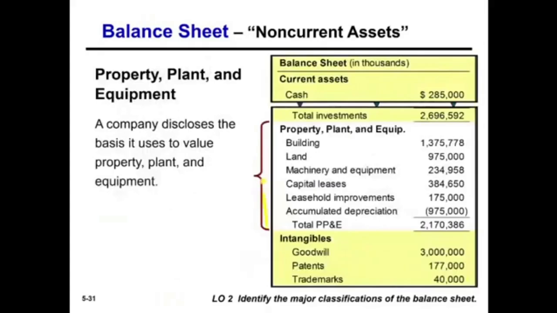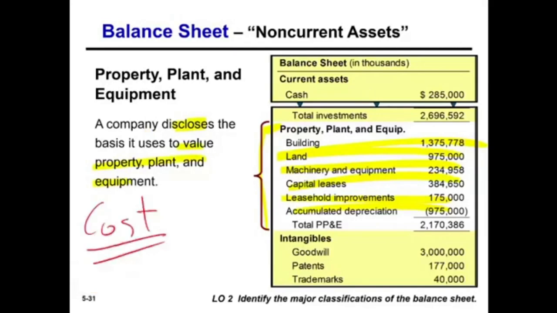And this is an example of a balance sheet with property, plant and equipment: building, land, machinery, capital leases, leasehold improvement, and accumulated depreciation. This is the contra asset account. And basically what the company will have to do is disclose the basis it uses to value property, plant and equipment. If we're using US GAAP, let me tell you what the basis is. The basis is the cost basis. It's very simple. When we buy property, plant and equipment, we keep it at cost.